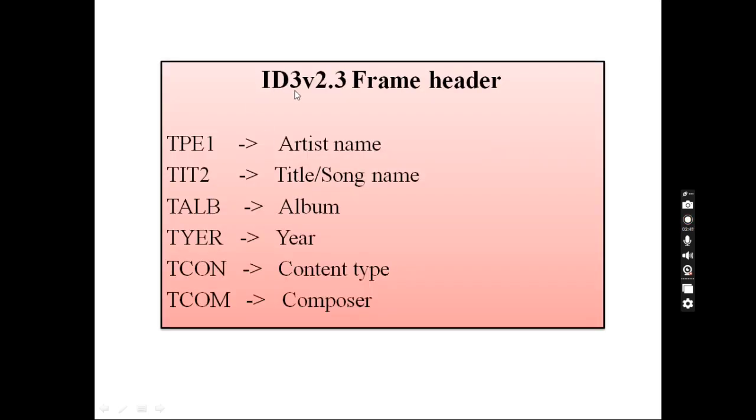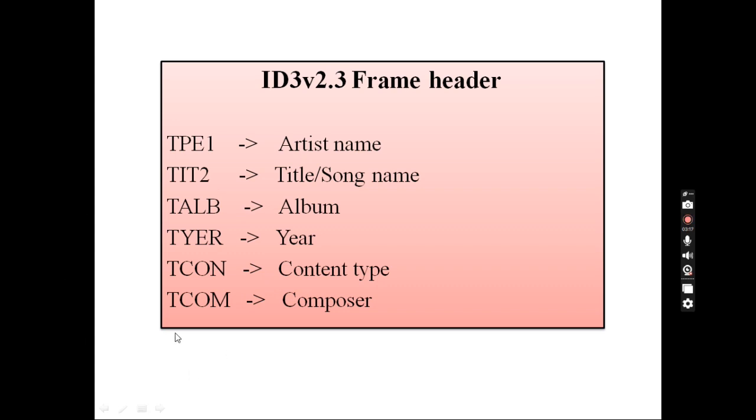The next is we have ID3 V2.3 frame header. In that we have the TPE1 tag; in this tag we will be having the artist name. The next tag is TIT2; in this tag we will be having the title or song name. Then the next tag is TALB; in this tag we will be having the album. The next tag is TYER; in this tag we will be having the year. Then the next tag is TCON; in this tag we will be having the content type. The next tag is TCOM; in this tag we will be having the composer.